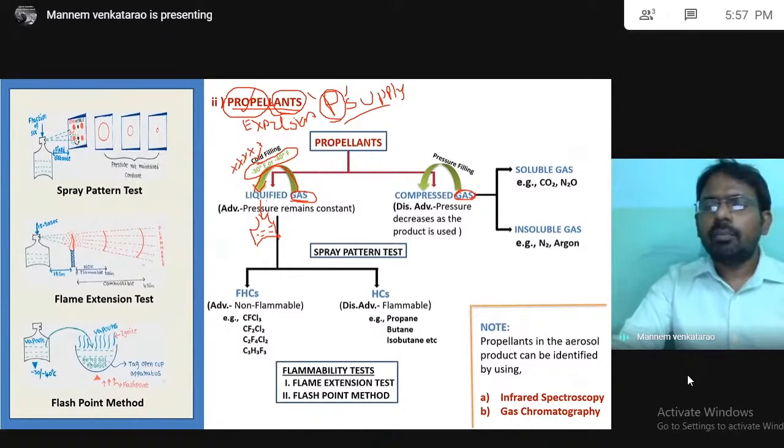Next, compressed gas propellant. Here the gases are directly compressed into the container by applying compressional pressures, like in sodas and cool drinks.